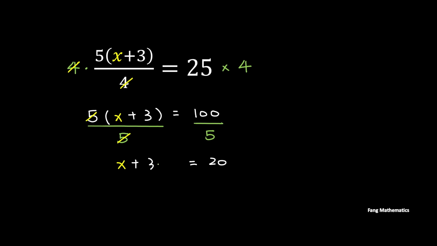The last step, we are to remove the plus 3, so minus 3 on both sides of the equation. On the left, I believe the plus 3 and minus 3 gets eliminated, leaving you the x. And the right, 20 minus 3 should give you 17.